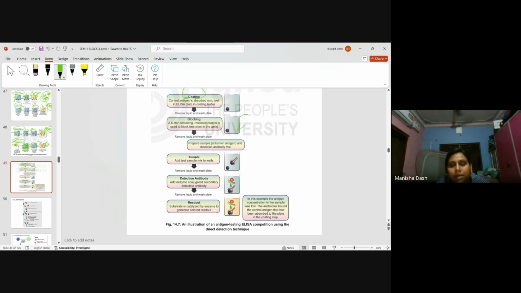Now prepare the sample, that means the sample which contains the unknown antigen, and you can detect the antibody mix. Then load the sample: add the test sample and mix in the wells. Then remove the liquid and wash the plate. Then again you use the detection antibody: add the enzyme-conjugated secondary antibody, and remove the liquid and wash the plate. Then read out. The substrate is catalyzed by the enzyme to generate a colored product that is called a chromogenic substance. So in this example, the antigen concentration in the sample was low. The antibodies bound the control antigen that had been adsorbed to the plate in the coating step. So if it is low, then the color change will be less.